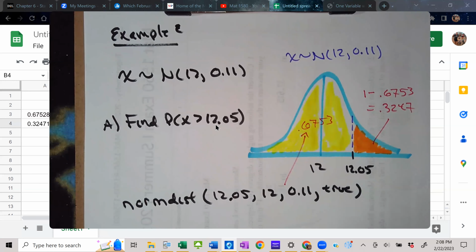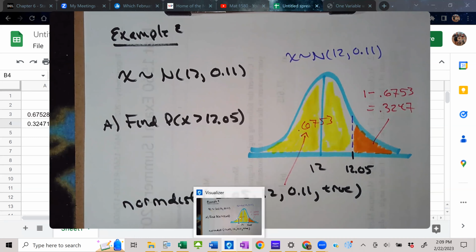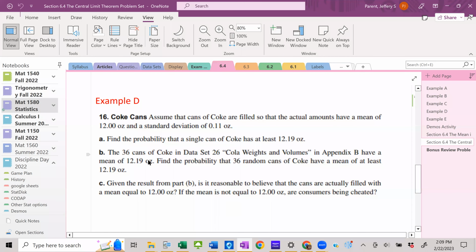And again, I'm going to change the 12.19 to 12.05. So let's go back here. The 36 cans of Coke in data set 26 have a mean weight of 12.05. Find the probability that 36 random cans of Coke have a mean of at least 12.05. And so I'm substituting 12.05 instead of 12.19.